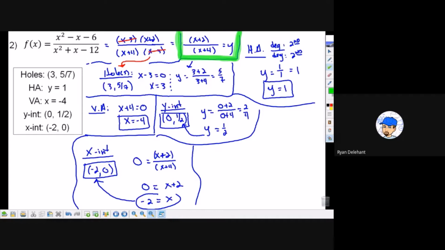I'm putting our examples with stuff in them every time so that we see each part getting worked. But if something doesn't cancel out when you go to factor, it just means that you have no holes. You can have an answer that is none for holes. You can also have answers that are none for y-intercept and x-intercept, okay?